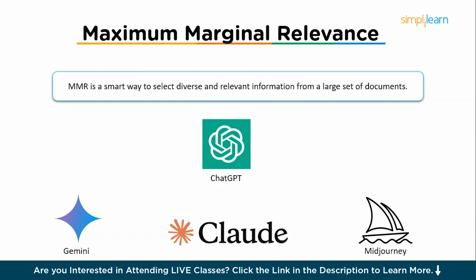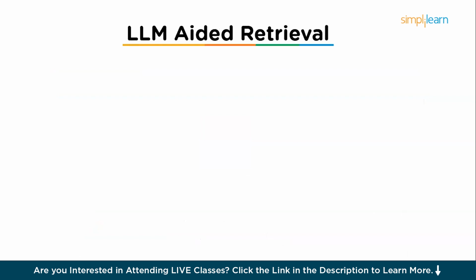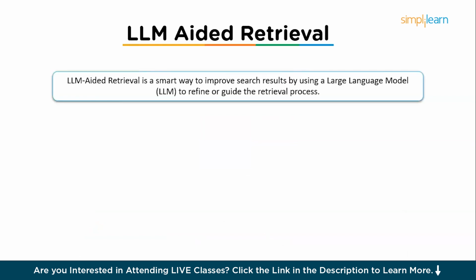Let's now move on to the second one we will be talking about, which is LLM-aided retrieval. LLM-aided retrieval is a smart way to improve the search results by using a large language model to refine or guide the retrieval process. Instead of just fetching documents based on keyword similarity, the LLM helps in better query understanding, ranking, and selecting the relevant information.